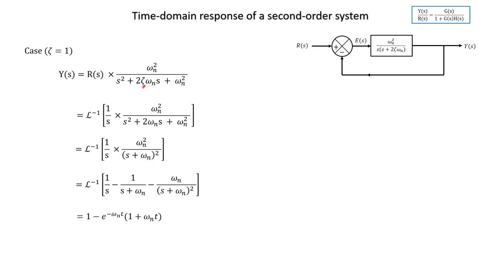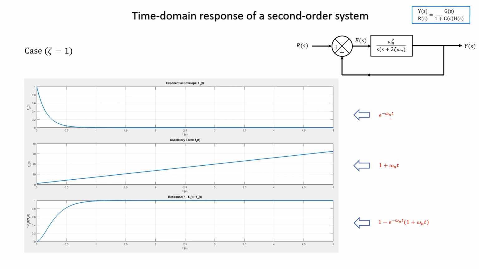Now, let us look at how this response looks for the case when zeta equal to 1. You can see that e to the power of minus omega n t is a function of this form, an exponential function which decays to 0 as t tends to infinity. 1 plus omega n t is a ramp function with a plus 1 added to it, and then if we find 1 minus the product of these two terms, we will get something like this. Now, one thing to notice here is that this response is increasing.